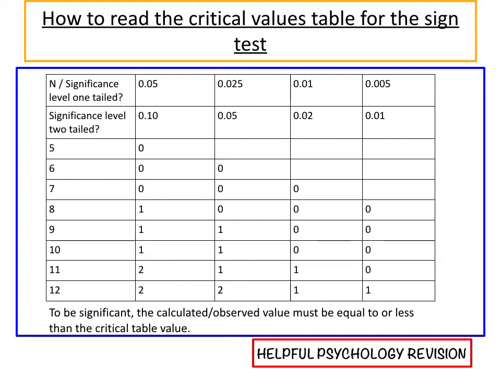Next, we need to know how to read a critical values table for the sign test, and you need to know how to read critical values tables for all statistical tests. For this one specifically we'll be looking at the sign test and the specific information you need to be able to read the sign test table. Notice underneath the table there is a sentence which says to be significant the calculated observed value must be equal to or less than the critical table value. Information will always be provided, and you need to make sure you read that information when you are analysing data.